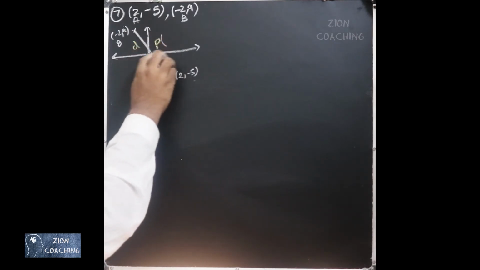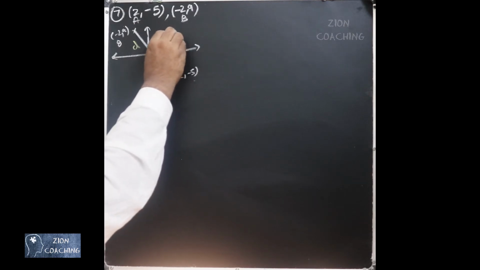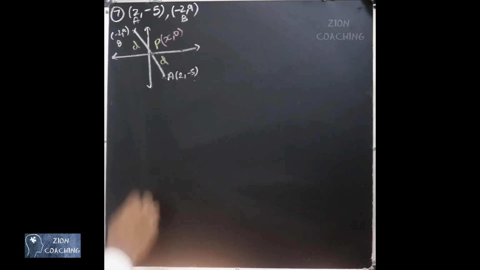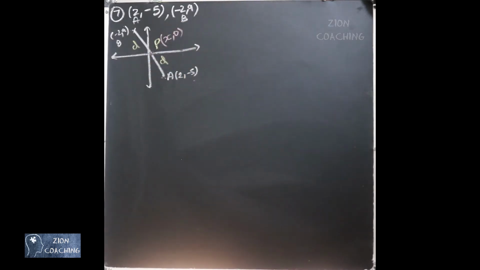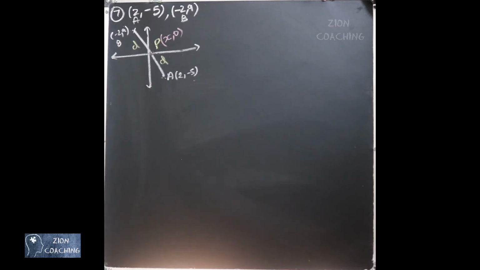You know that this point P is lying on the x-axis. On the x-axis you have value only for x. Y coordinate is going to be 0. So any point on the x-axis is of the form (x, 0). X can take any value. Now we are going to find distance AP and BP. Then we are going to equate both the distances.